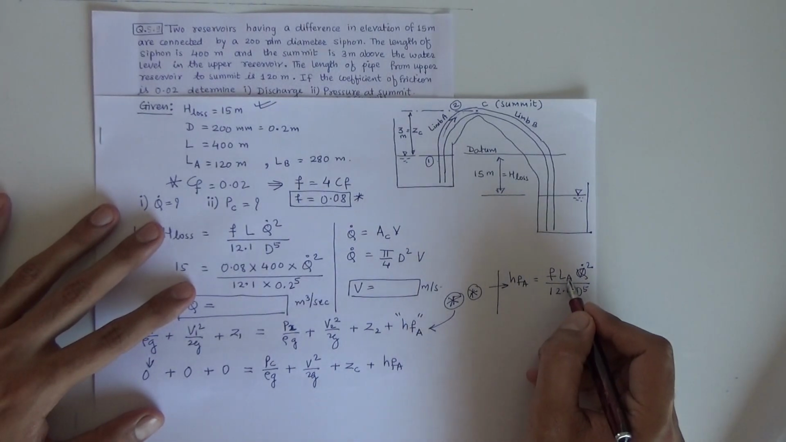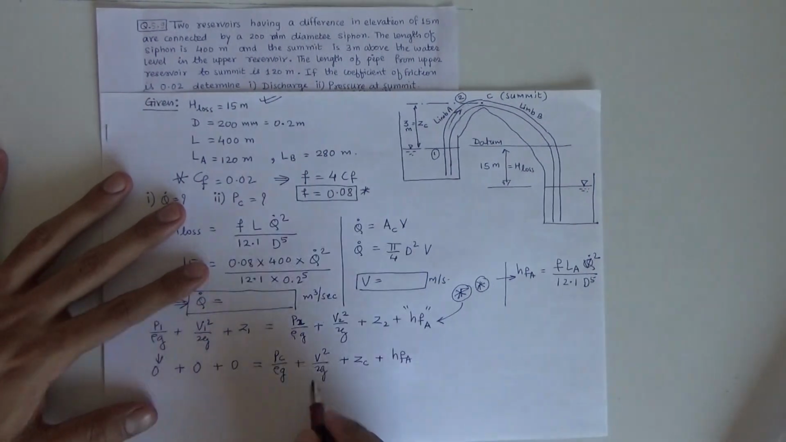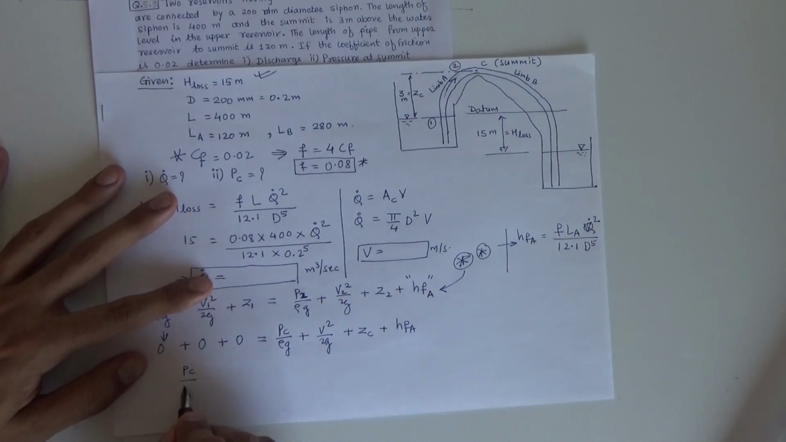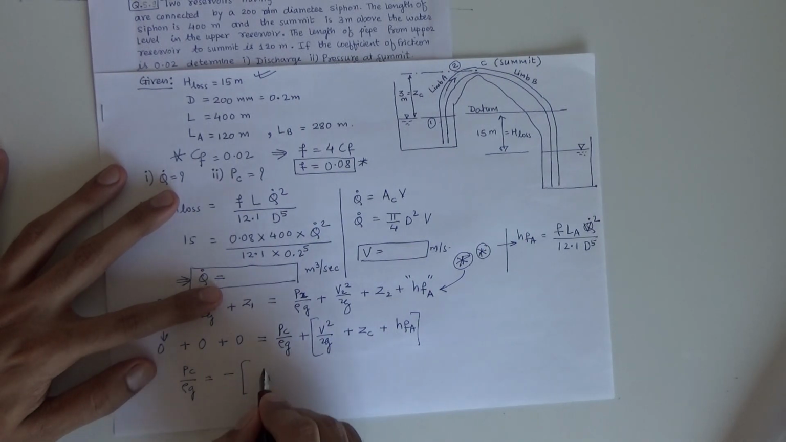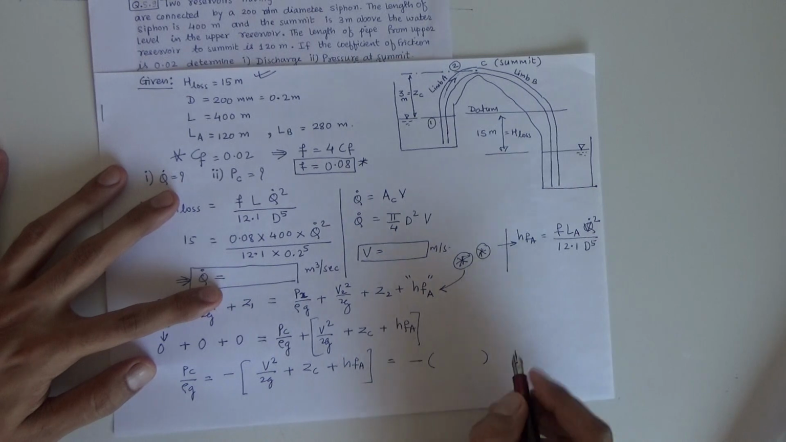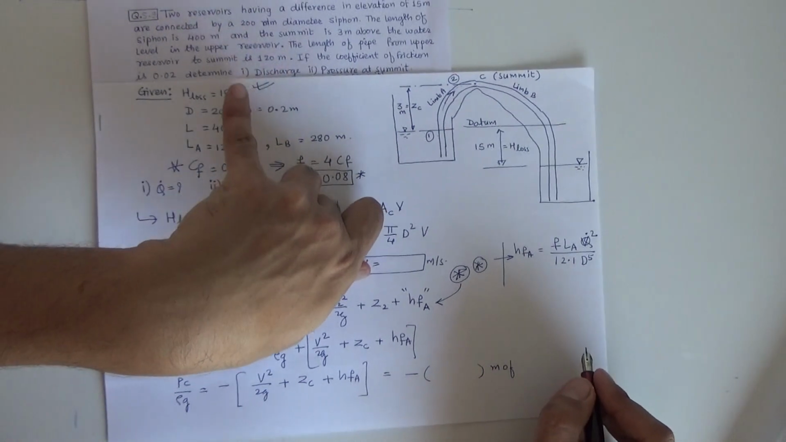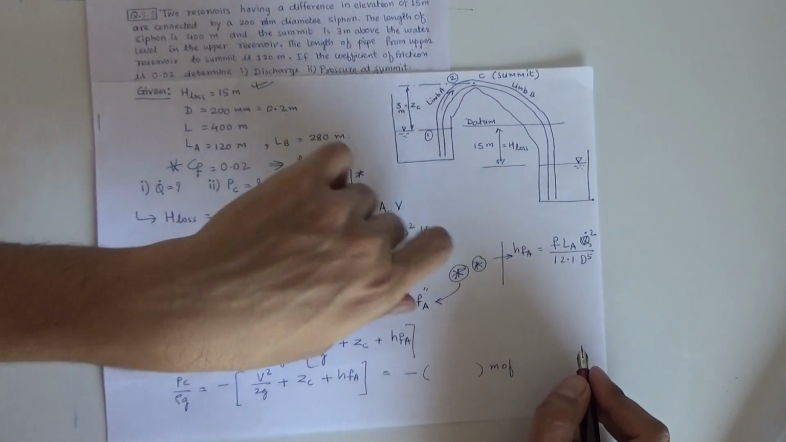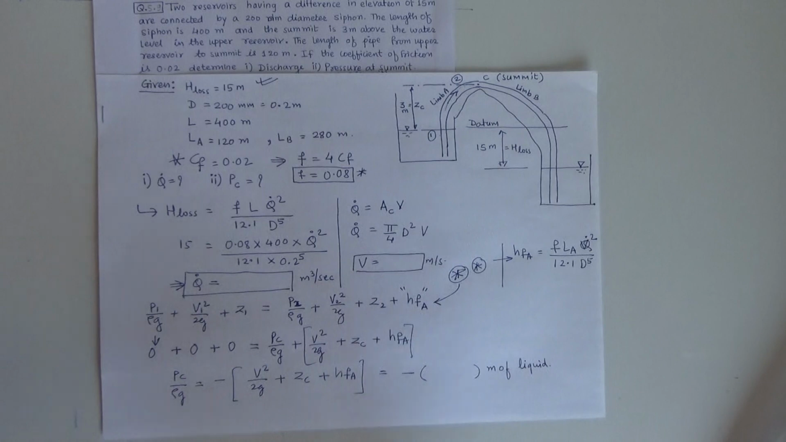HFA is to be taken only at length A. Length of section A is 120 meter. From this, PC upon rho g can be obtained as: these three quantities will go to the opposite side and become negative. So minus V square upon 2g plus ZC plus HFA will give you some value of pressure in meter of, is it water? It is not mentioned whether it is water or something else, so we can call it meter of liquid column. So this is the expected pressure, a negative value of Pc upon rho g.